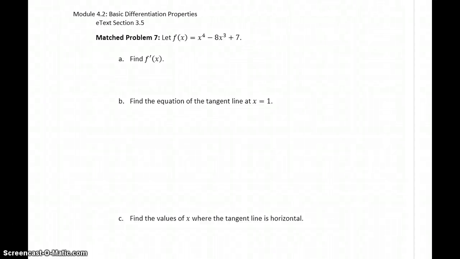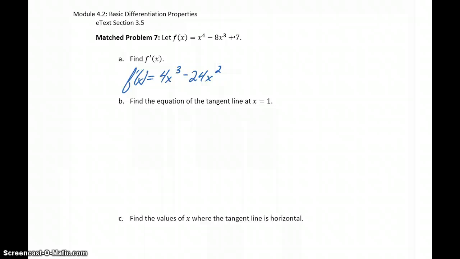In Math Problem 7, we want to start getting an understanding of what we can do with the derivative once we find it. So let's start off by finding the derivative of this given function. So f prime of x is going to be 4x cubed minus 24x squared plus the derivative of 7, which is just going to be 0.